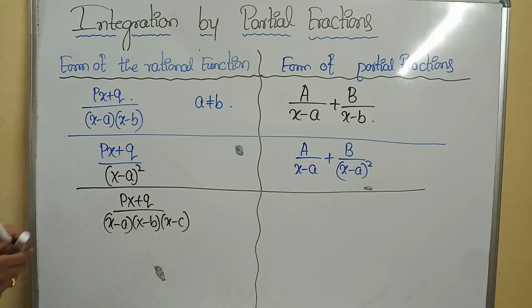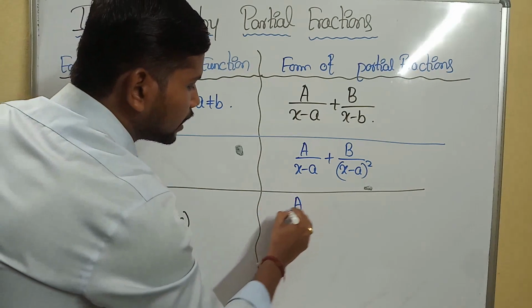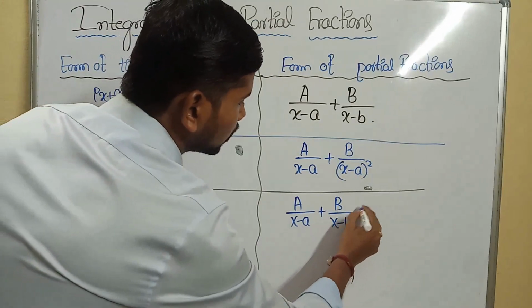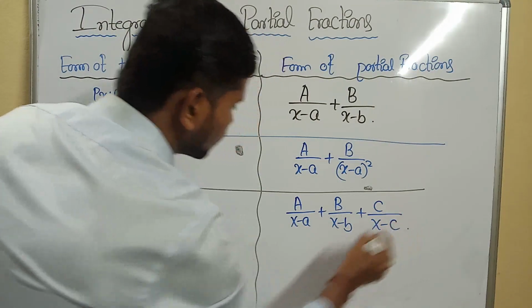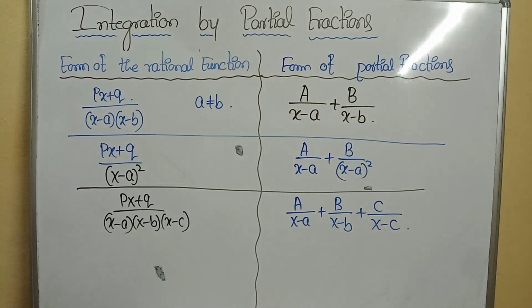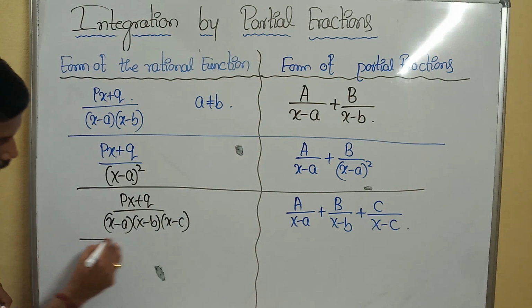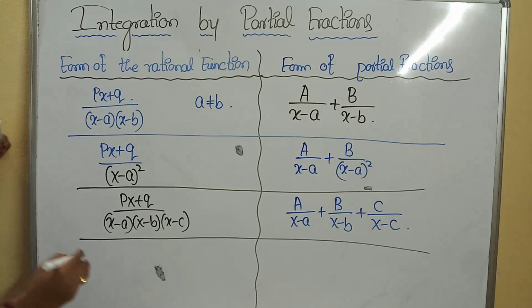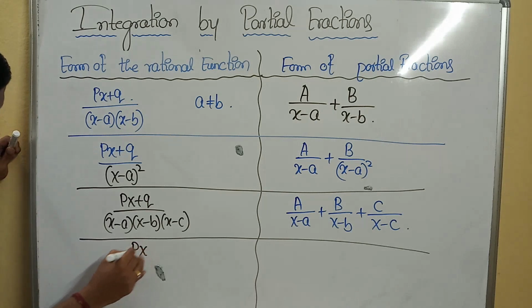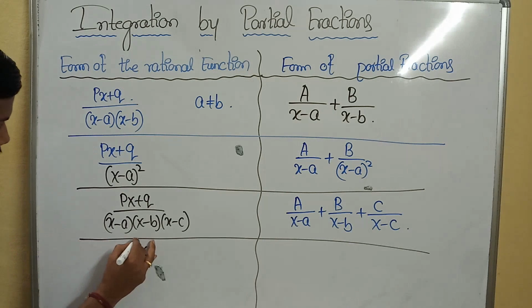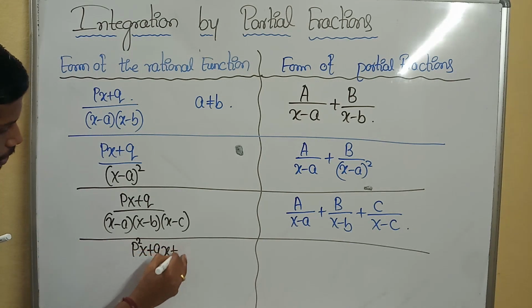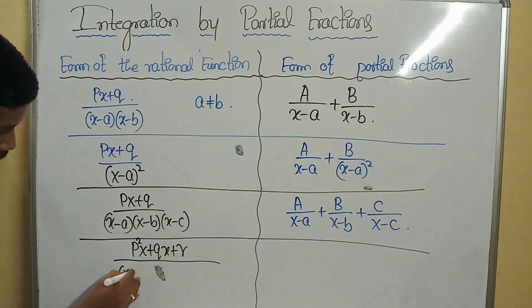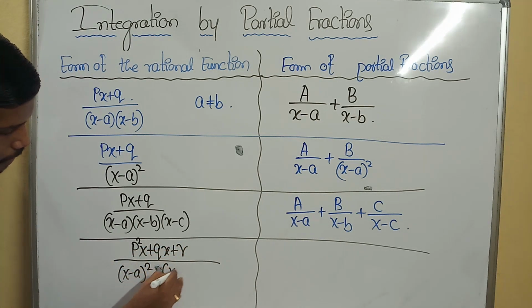Here a, b, c are different values, which means we can write a divided by x minus a plus b divided by x minus b plus c divided by x minus c. Getting the point clearly? If it is repeated as well as distinct, it will be like this: px, particularly px square plus qx plus r. If they are given like this, the denominator is x minus a whole square times x minus b.